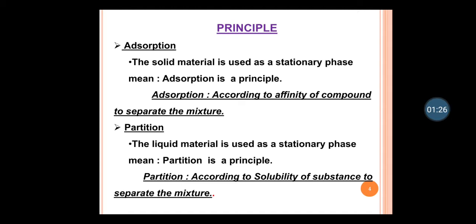The second method is partition. A liquid material is used as the stationary phase. Partition separates the mixture according to the solubility of the substances.